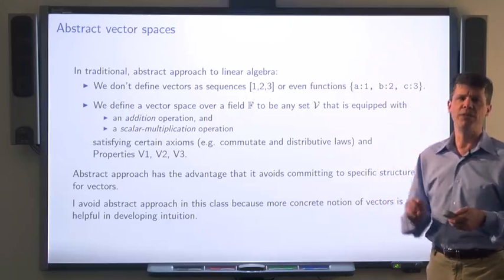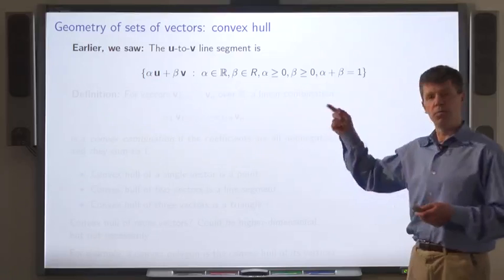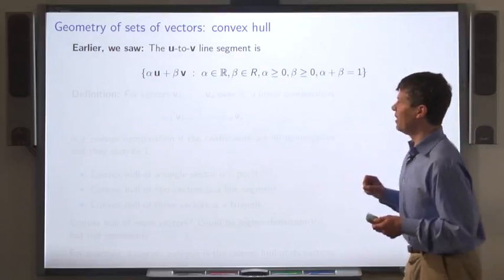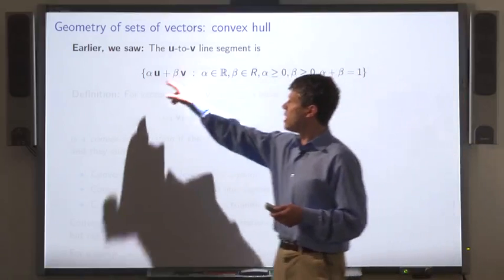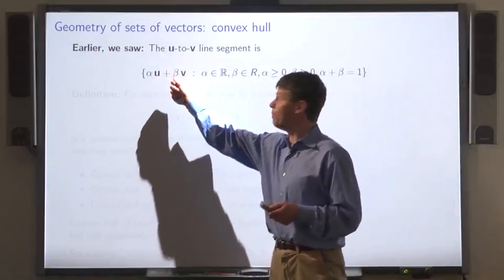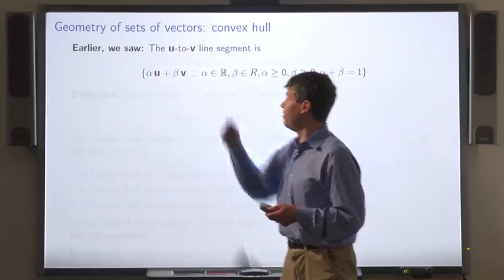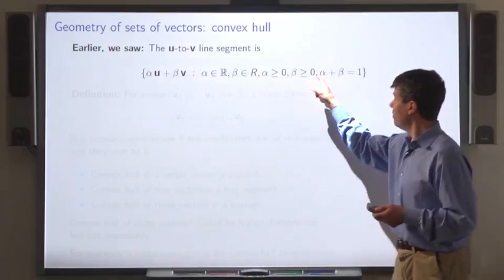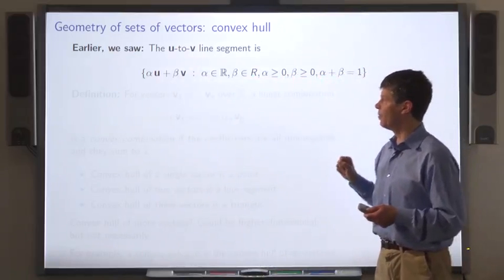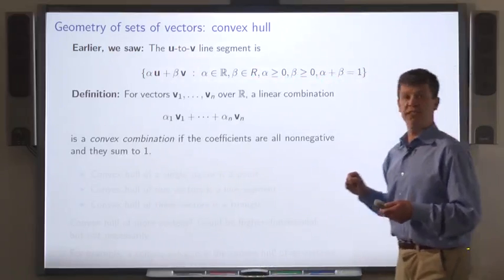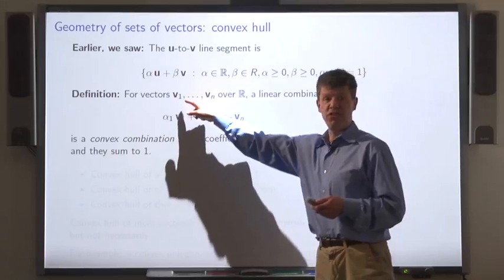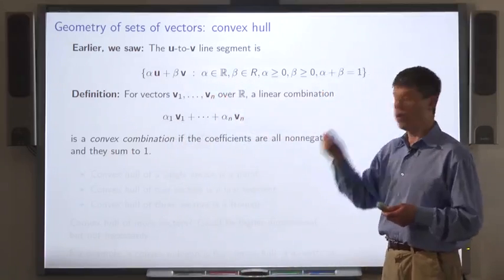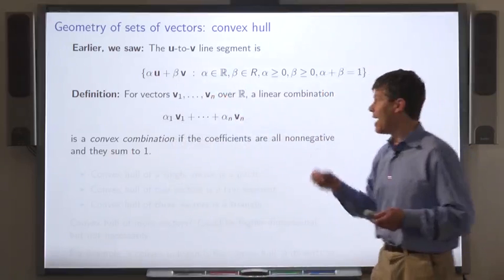Now, much earlier we saw that the u to v line segment could be represented in this way. It's the set of linear combinations alpha u plus beta v, where alpha and beta are non-negative and sum to 1. We say a linear combination of vectors v1 through vn is a convex combination if the coefficients all are non-negative and they sum to 1.